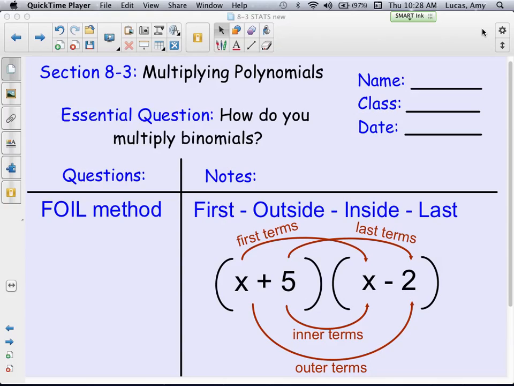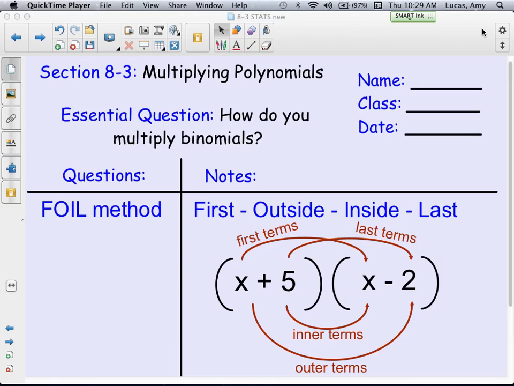Lesson 8.3, Multiplying Polynomials. Our essential question is, how do you multiply binomials? So remember, binomials each have two terms in them. One method that can help you is called the FOIL method. The FOIL method is first, outside, inside, last, or first, outer, inner, last. It's an acronym that stands for the combinations of terms that you're multiplying.